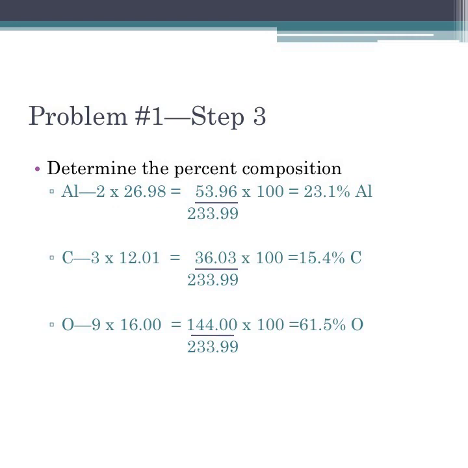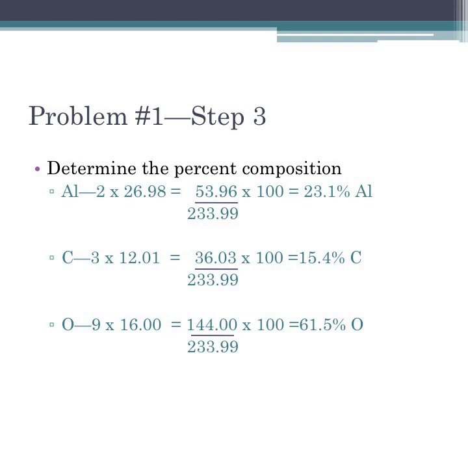And you guessed it, we're now going to find the percentage aluminum, the percentage carbon, and the percentage oxygen in the compound. So I take each extended value and I divide by the total molar mass. For the aluminum, 53.96 divided by 233.99 times 100 gives 23.1% aluminum. For the carbon, 36.03 divided by 233.99 times 100 equals 15.4% carbon. For the oxygen, 144.00 divided by 233.99 times 100 gives me 61.5% oxygen.